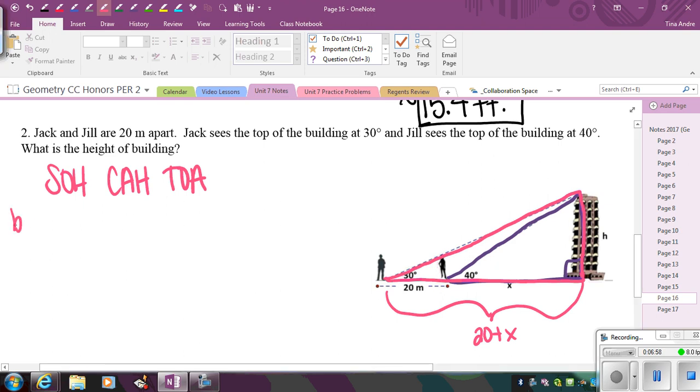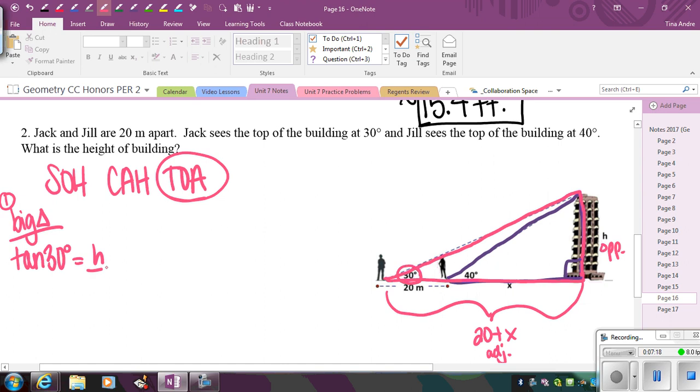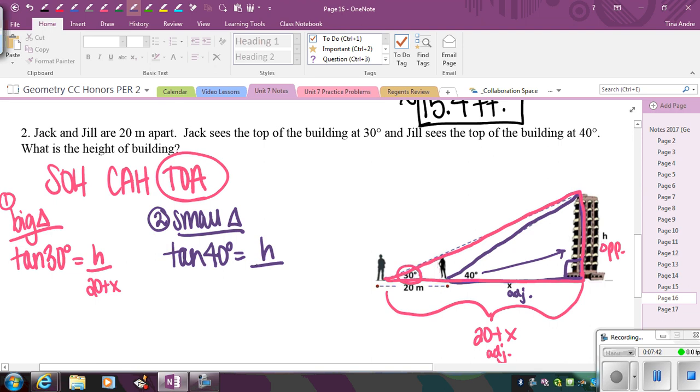So for the large triangle, first of all, I'll label my sides. This is going to be my opposite. This is going to be my adjacent. So we're going to be using tan again. So it'll be tan of 30 degrees equals the opposite over the adjacent. I'm just going to leave that for right now. And then I'm going to go over to the small triangle, and again, I'll be using opposite over adjacent. So tan of 40 degrees is equal to the opposite over the adjacent, which is x.